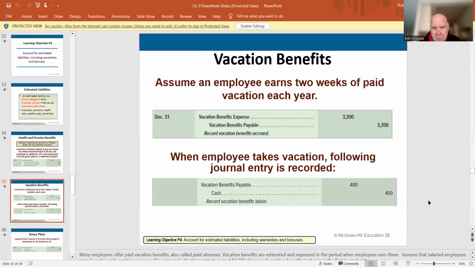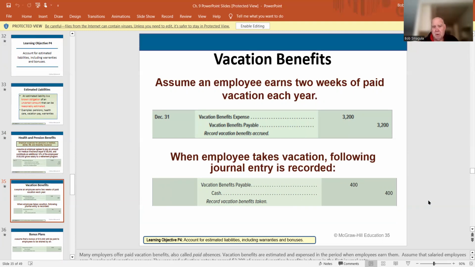Vacation benefits. Assume an employee gets 2 weeks paid vacation each year. You have to record that expense in advance. You are going to record vacation expense, debit, credit vacation benefits payable. And what you need to do with your vacation accrual, the company-wide vacation accrual must equal the available vacation days for all of your employees.